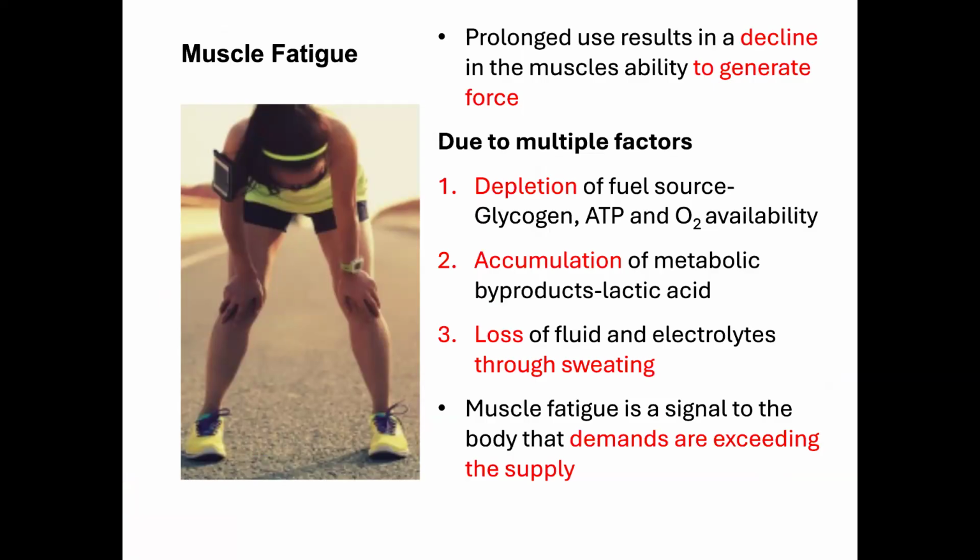So what is muscle fatigue? That means the muscle is not able to produce any more force, tired. Why does muscle fatigue happen? One is, we talked about the fuel source is depleted. Anything else? Metabolic byproducts, waste is produced. There's accumulation of all this waste in the muscle. Fluid is lost. Electrolytes are lost from the body because you're sweating. There's a lot of fluid loss. And muscle fatigue is actually a signal telling you, hey, I'm running out of resources now. Stop. That is what muscle fatigue is.